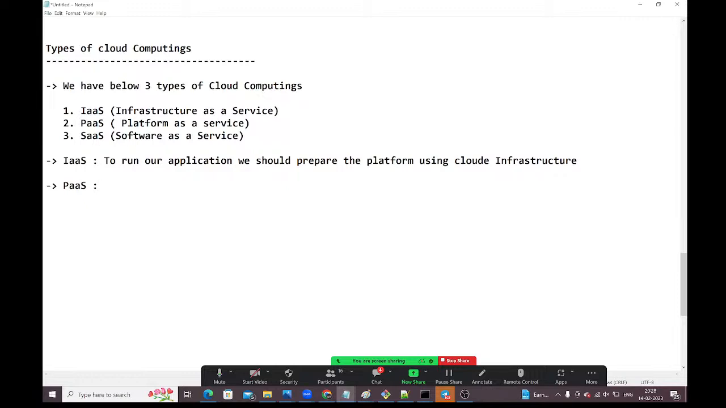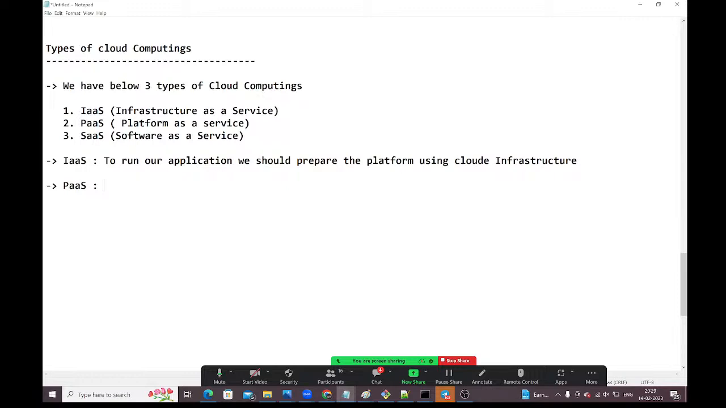Guys, in the case of PaaS, to run your application, whatever platform is required, that platform they are providing. In this case, they are not providing the infrastructure. Complete platform only they are providing. Just give your application to them, they will run your application in that platform. To run the application, we should have the platform.